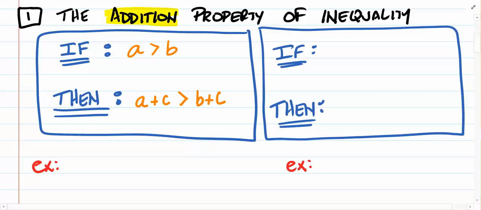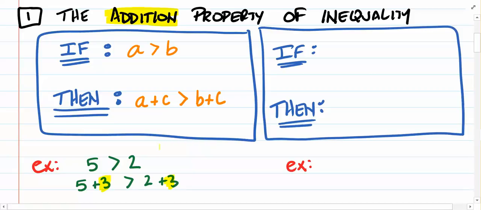So here's an example to illustrate this exact point I'm trying to make. We know that 5 is greater than 2. Everyone agrees with that. Now, if I add 3 to both sides, 5 plus 3, it's still going to be greater than 2 plus 3. So as long as I'm adding the same number to both sides, I'm still going to get a true statement. Obviously 8 is bigger than 5. So that's still a true statement.